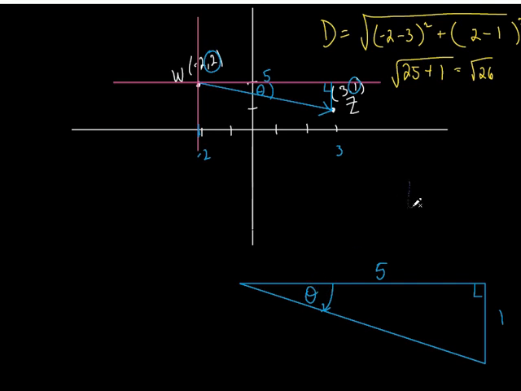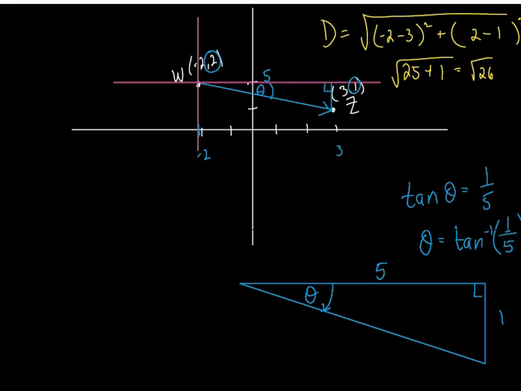So let's solve for that angle. It's going to be the tangent. How do I know it's tangent? Because it's opposite over adjacent. So the tangent of the angle equals the opposite over the adjacent. Take the inverse of the tangent, so it's the tangent inverse, or inverse tangent, of 1 over 5.